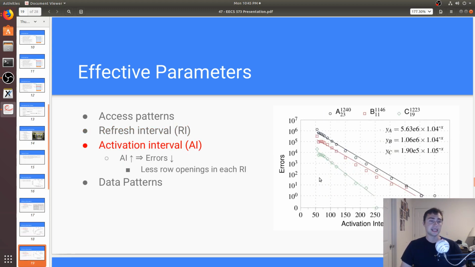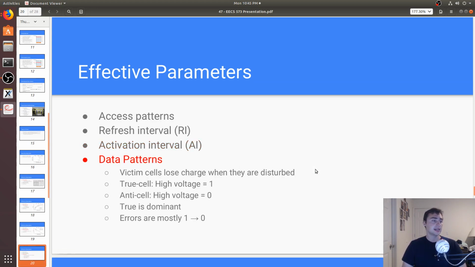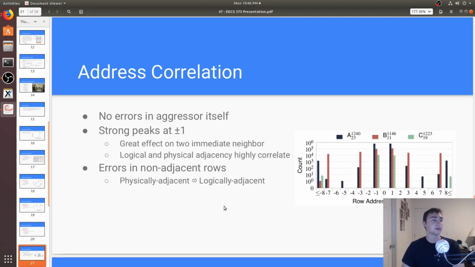Then, of course, you see the activation intervals, right? So if you make the intervals where you actually do the activation of that word line faster and faster and faster, you start to see more errors. And then, of course, they looked at the data pattern. So victim cells lose charge when they're disturbed. True cells are high voltage 1, anti-cells are high voltage 0. True is dominant, and the error is mostly 1 to 0. So it's mostly that leakage of charge from 1 to 0.